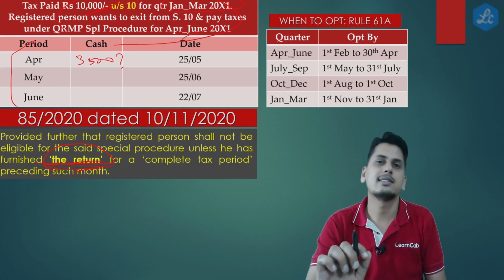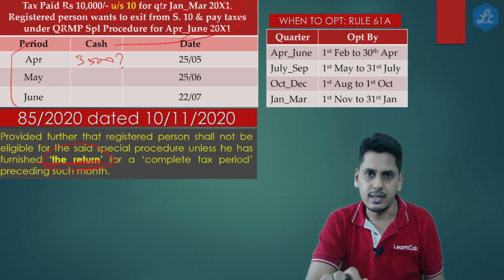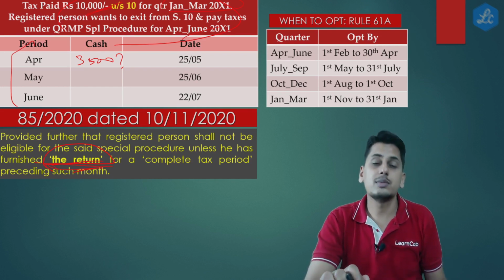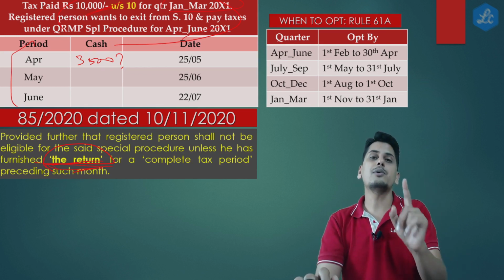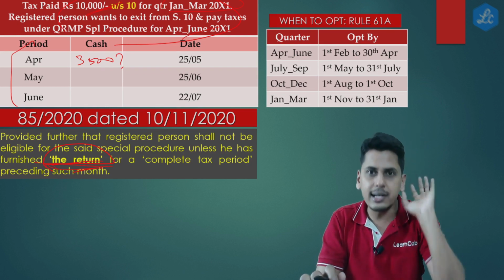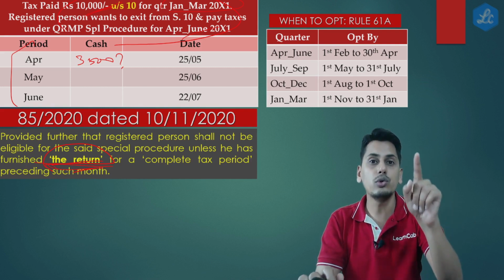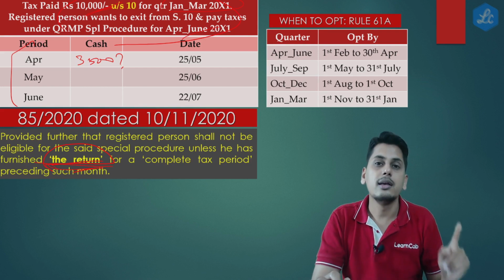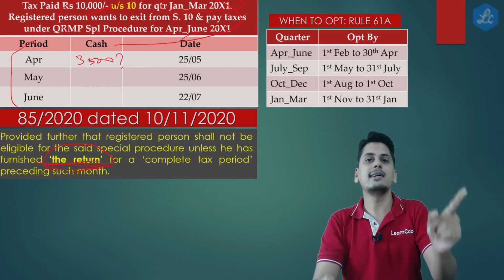The crux of the discussion is, when you choose the QRMP scheme and opt for the special procedure, it is based on past data. That past data should be in comparable terms. And at the first instance, you should have past data. The special procedure under the QRMP scheme is based on past data. So point number 1, past data should be available.